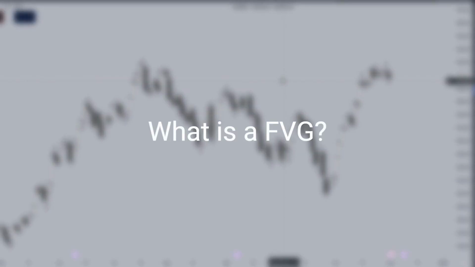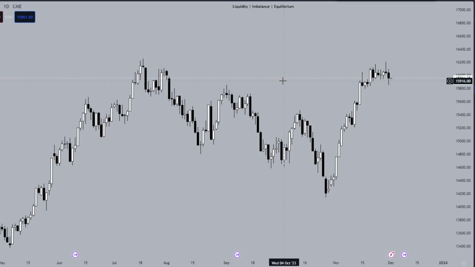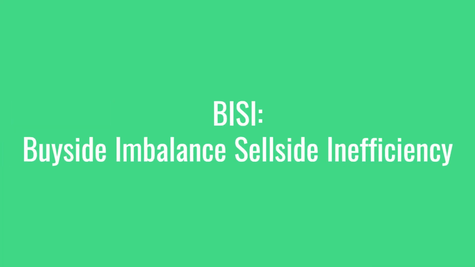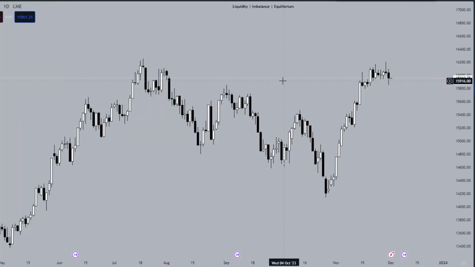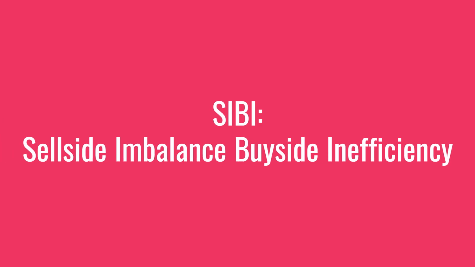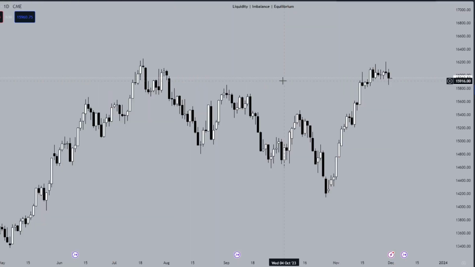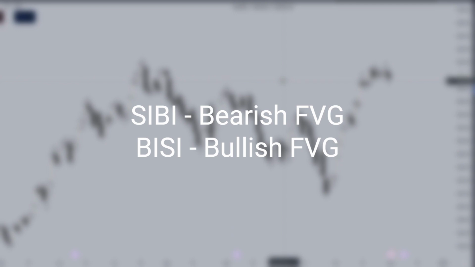So what is a fair value gap? Well, if we have fair value in the market, that means that there is an imbalance. Now we have two types of fair value gaps. We have buy side imbalances, sell side inefficiencies, as well as the opposite being sell side imbalance and buy side inefficiencies. Now this is just an overall term for bearish and bullish fair value gaps.